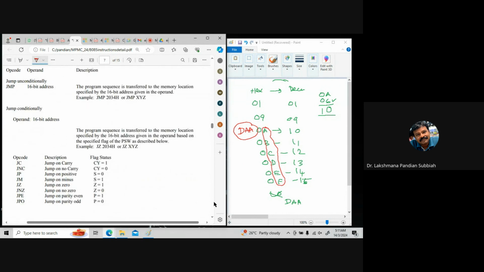Next we have some conditional instructions, jump instructions. We have an instruction called jump.